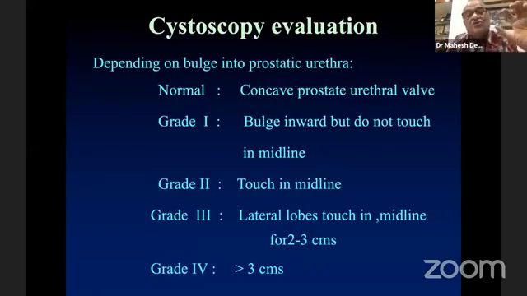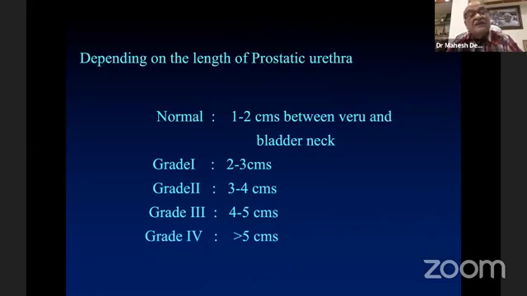Then we did a cystoscopic evaluation. How does the prostate look? Is it concave? Grade 1 is a little bulging inward, but does not touch in the midline. Grade 2 is touching in the midline. Grade 3 is the lateral lobes touching in the midline, 2 to 3 centimeter, and like that. And then came the cystoscopic measurement of the length. As the prostate enlarges, there is a stretching of the prostatic urethra, and then you judge how much is the enlargement by judging the length of the urethra.